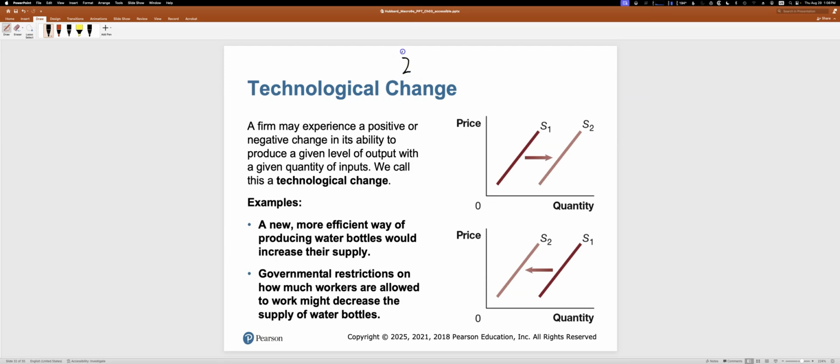Here's my variable 2. So technological change, it's really a different way of understanding changes in the price of inputs. And specifically, what we would say here is that the inputs become less expensive if we have positive new technology that allows it.